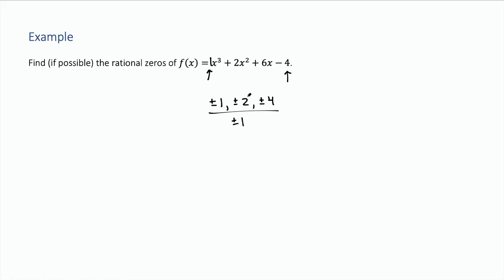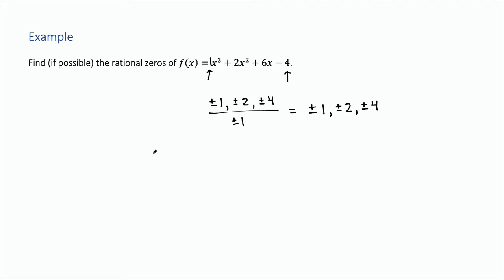So taking each of these numbers in the numerator and dividing by positive or negative 1, we just get the list of positive or negative 1, positive or negative 2, positive or negative 4. And this happens anytime our leading coefficient is 1. Our list of possible rational zeros is simply the list of factors of the constant term. So now we need to start checking which of these are zeros of this polynomial.